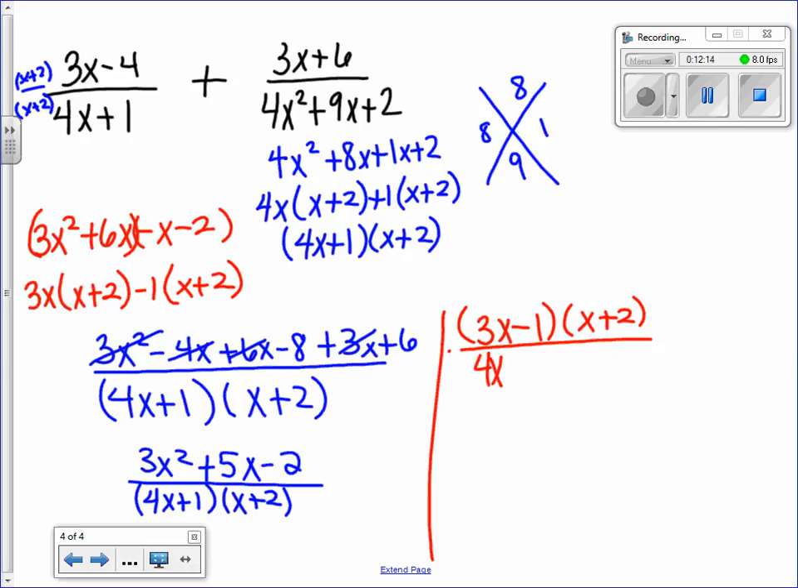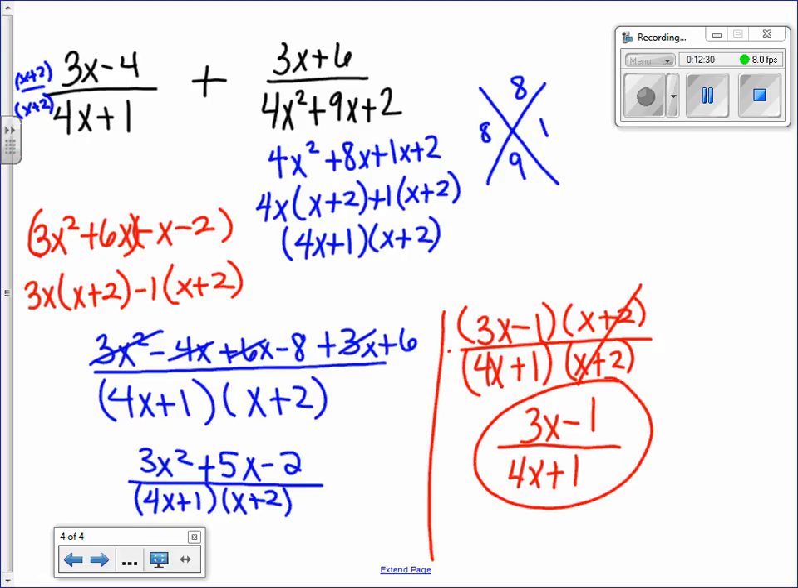And I have a 4x plus 1 and an x plus 2. Those cancel. So my answer is 3x minus 1 over 4x plus 1. Oh, here? Because it already had a 4x plus 1. You just have to multiply by what it doesn't have. That one had a 4x plus 1, and this one had a 4x plus 1. This one didn't have an x plus 2, so that's what it needed.